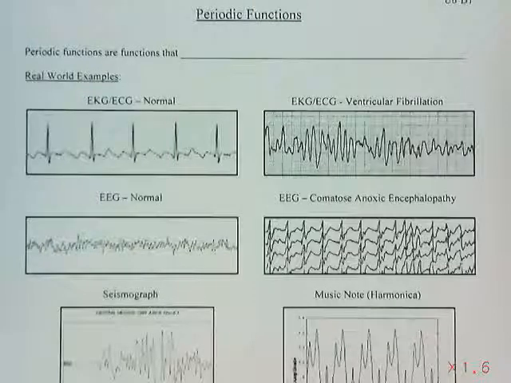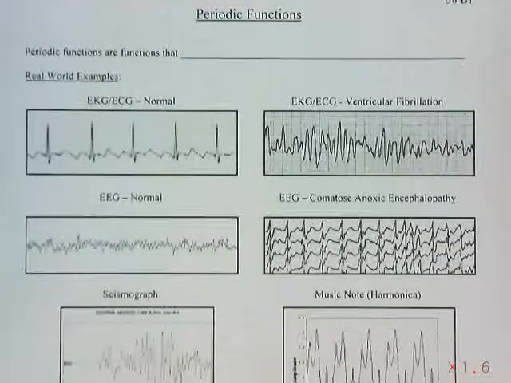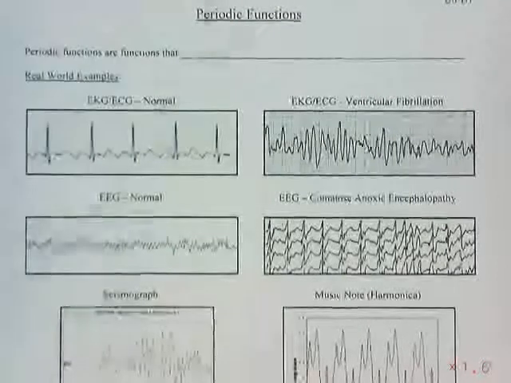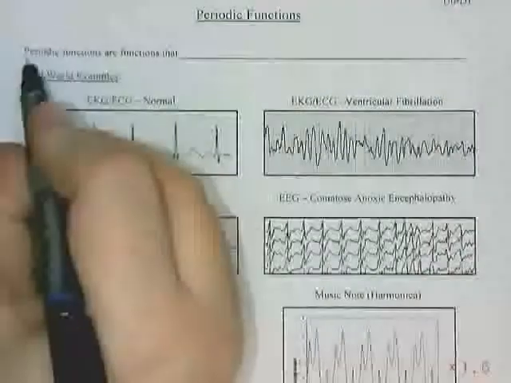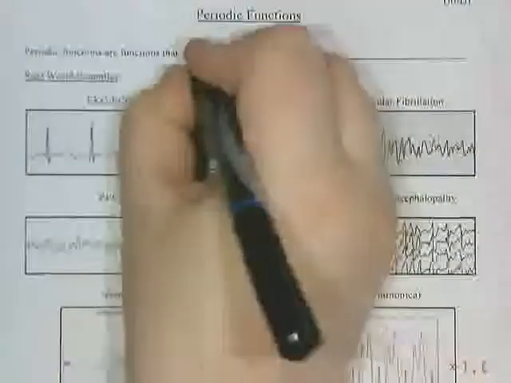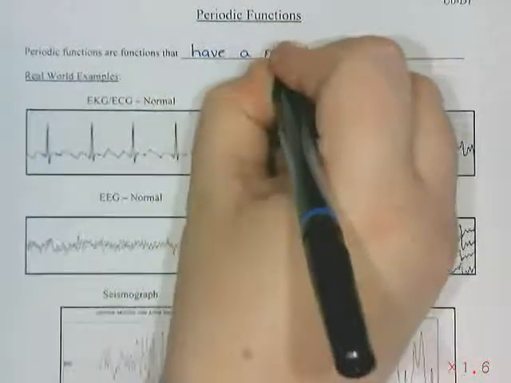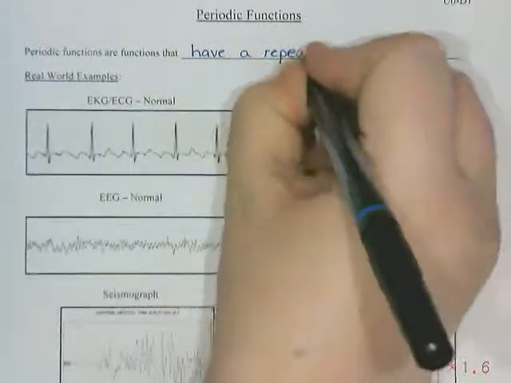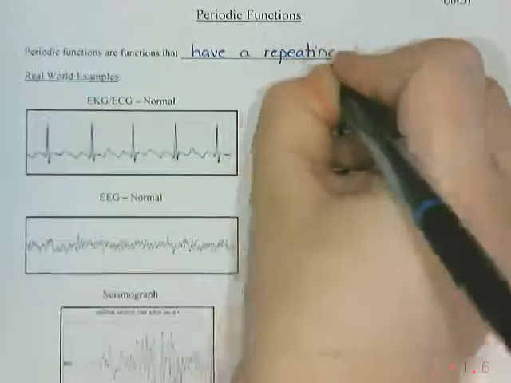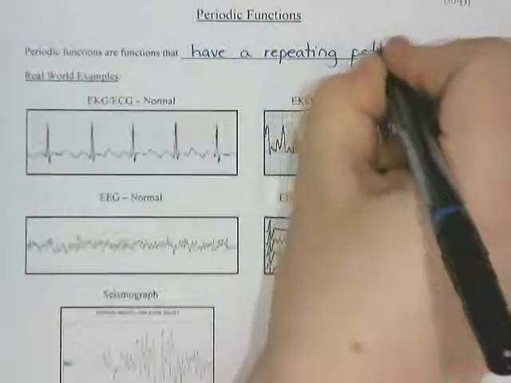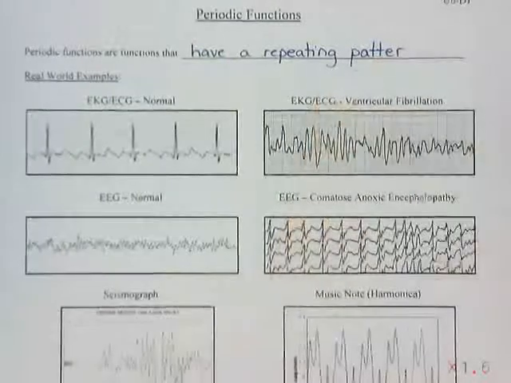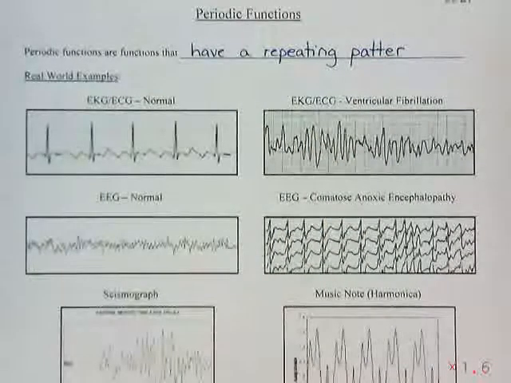In this video, we're going to learn about periodic functions. So periodic functions are functions that have a repeating pattern. So here at the top it says periodic functions are functions that have a repeating pattern. Now there are lots of types of periodic functions in the world. Wallpaper borders, those have a repeating pattern.